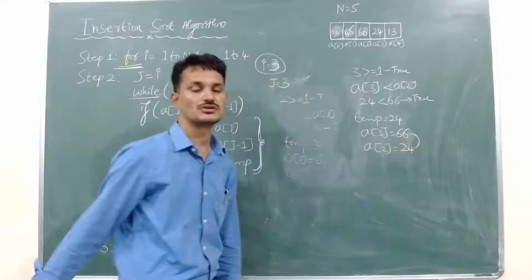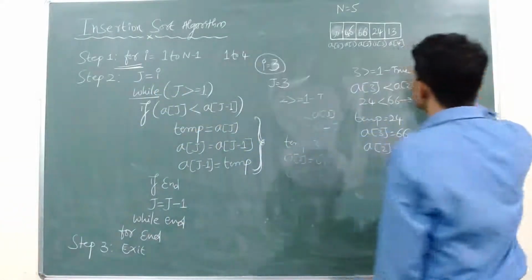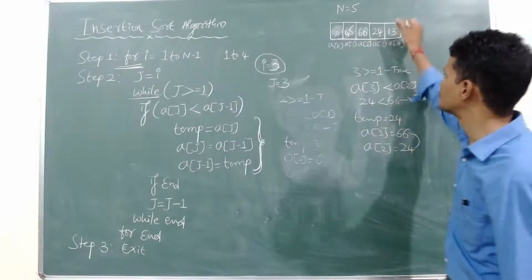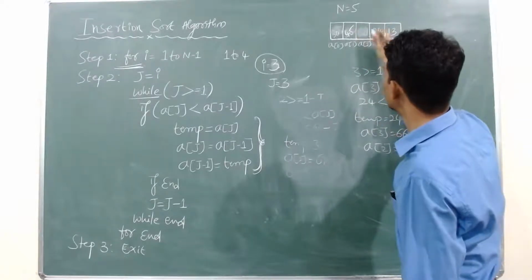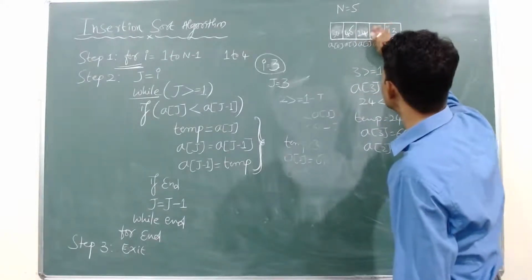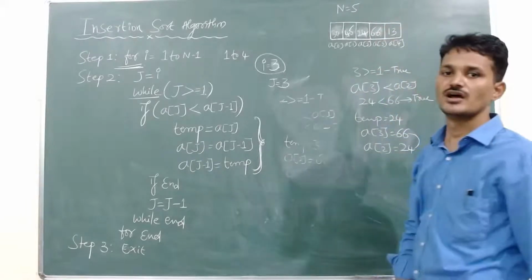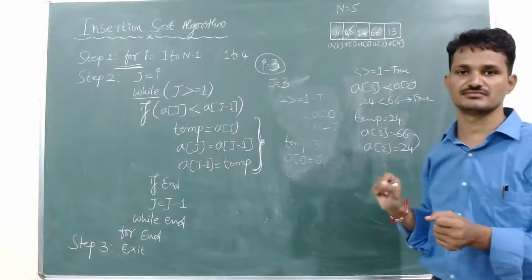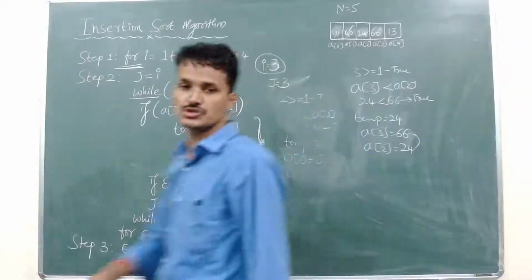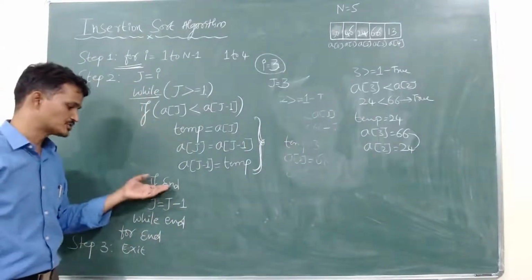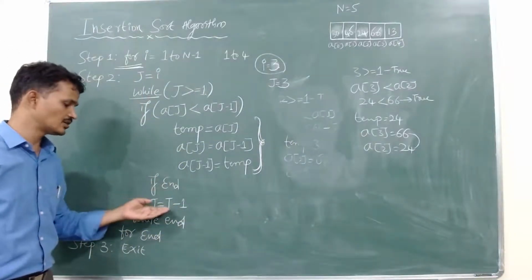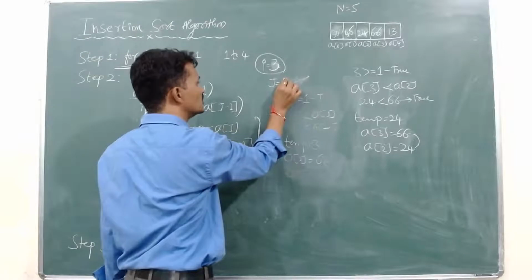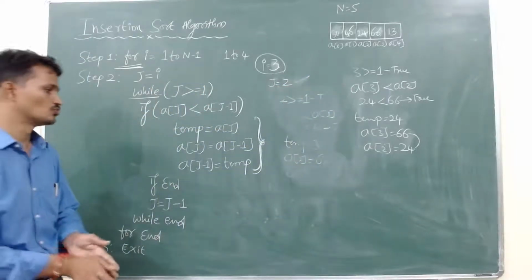Look at these two values. Now I'll update the array. That means 24 will be shifted to a of 2 and 66 will be shifted to a of 3. 24 here and here comes 66. You can clearly observe that the largest value comes back to the last position. Next, the if ends here, then j is equal to j minus 1. The value of j was 3. Now 3 minus 1 is 2, right?